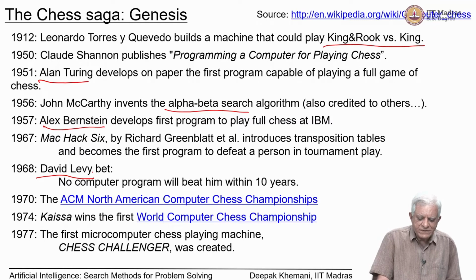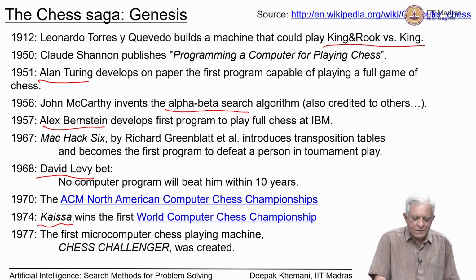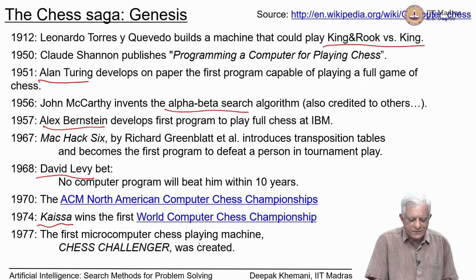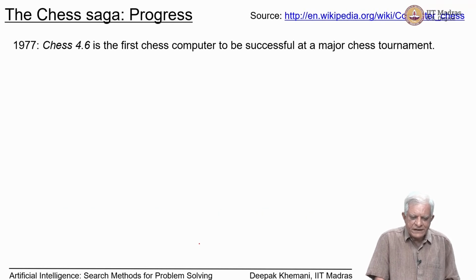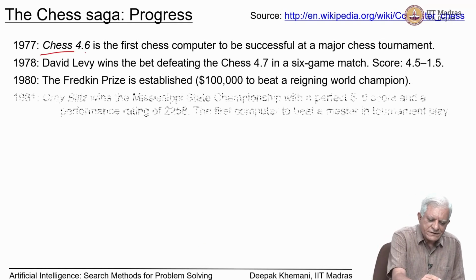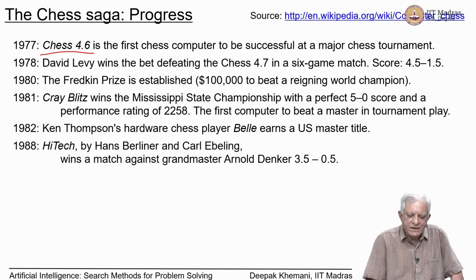But interest in chess was growing, so computer chess tournaments started. So we had the North American Computer Chess Championships and the World Computer Chess Championship, which was won by a Russian program called Kaissa. The first microcomputer chess playing machine appeared. So machines were getting smaller around that time. We were moving from mainframes to PCs and so on. And then there was progress in the 70s. A program called Chess 4.0 was the first chess computer to be successful at a major chess tournament.